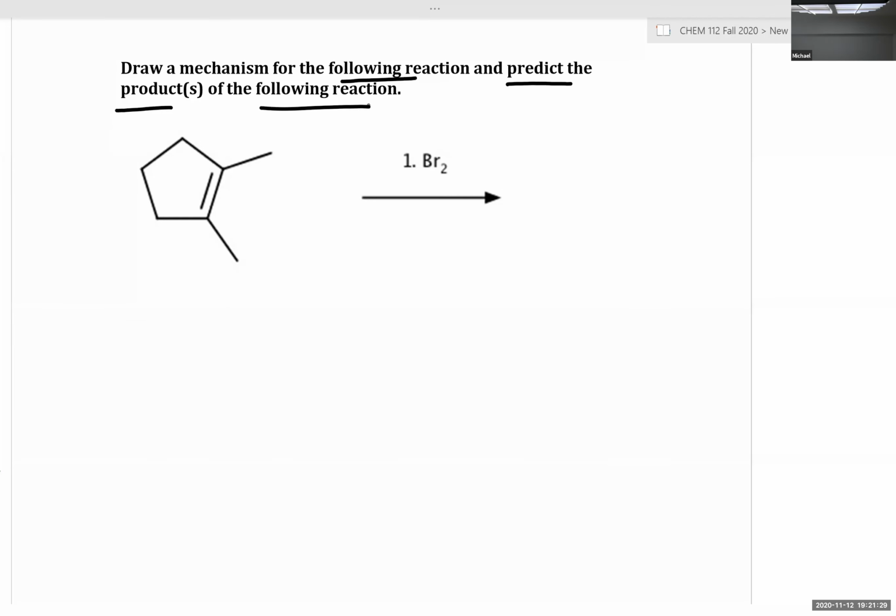And it's really important to not flowchart these too much. Just think about each step, think about what's happening, draw the mechanism step by step, draw the products, and then think about both the products you can make and whether they're the same or different product.